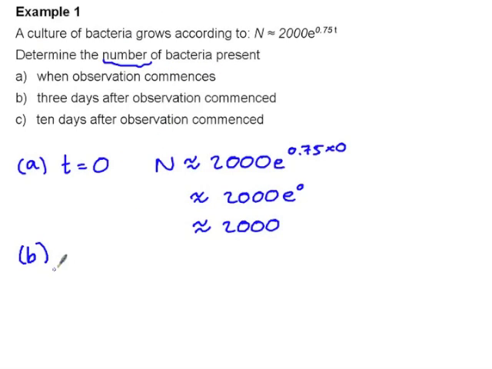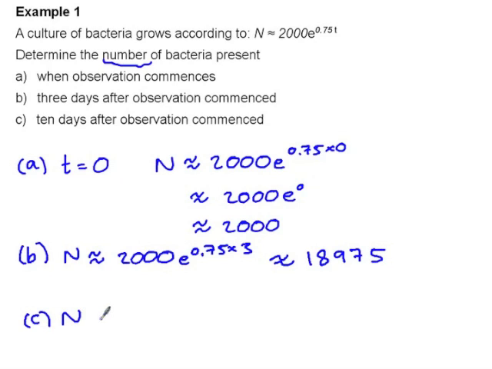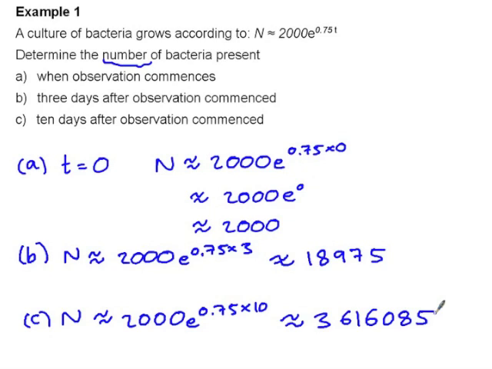Secondly, 3 days after observation commenced, we have approximately 18,975 bacteria, and 10 days after observation commenced, 3,616,085. But when we're estimating in situations like this, 2 significant figures is usually sufficient, so we'll round each of these to 2 significant figures. So that's 19,000 bacteria approximately 3 days after observation commenced, and 3.6 million 10 days after observation commenced.